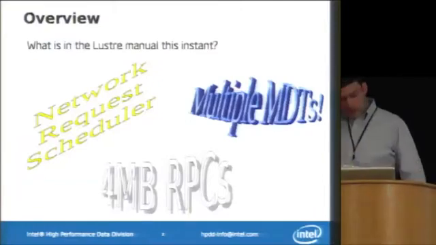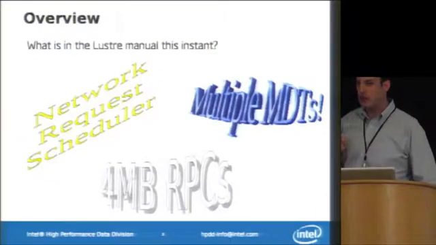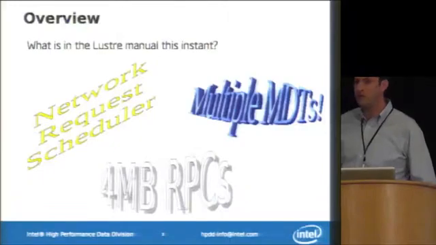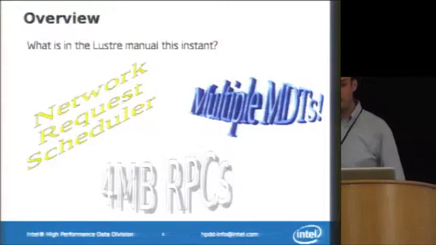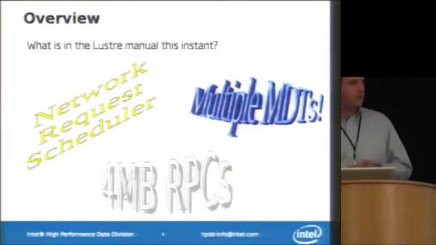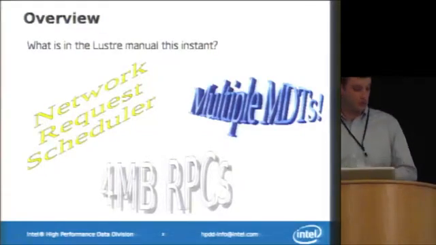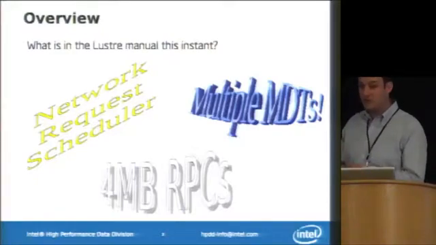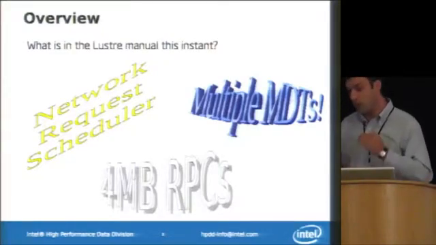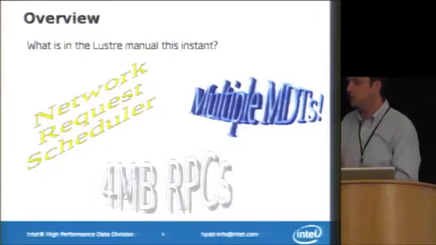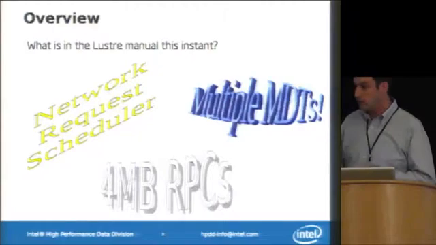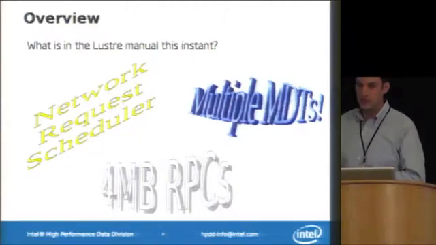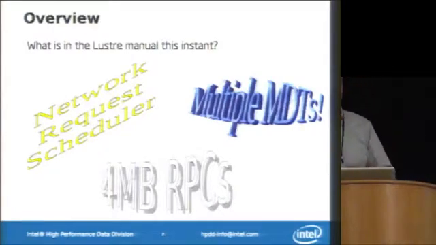As of right now, I think the Lustre Manual really is your best bet if you want any of these brand new features. We've got the 4 megabyte RPCs. It's in the manual. It tells you how to turn it on, tells you how to turn it off. Network request scheduler, quite an important feature, a couple of hundred lines, a number of pages in the manual. And then one of the big features for 2.4, multiple MDTs. We've heard a lot about it. Hopefully you attended these talks and got an idea of how to use it.